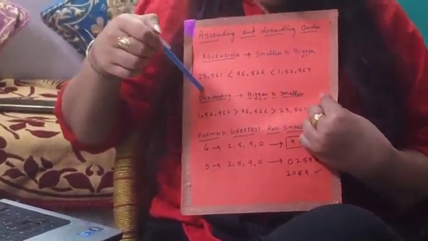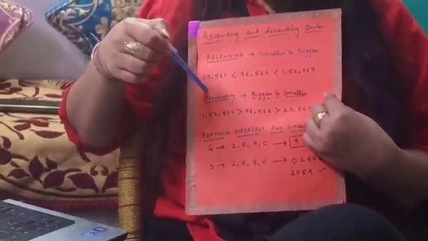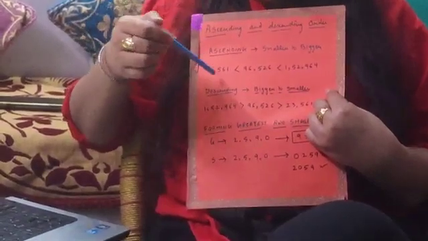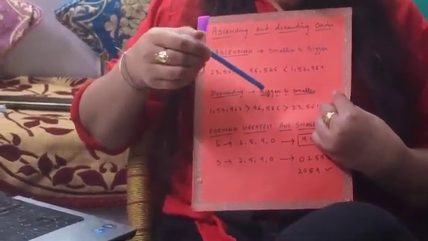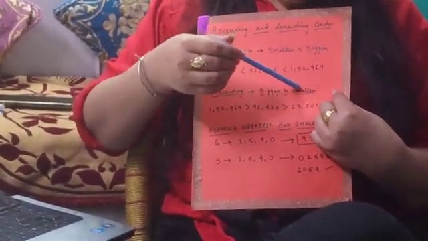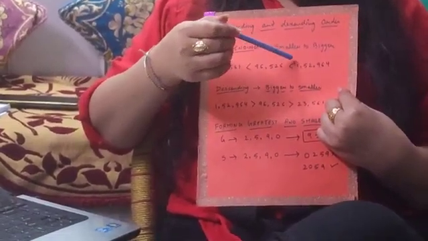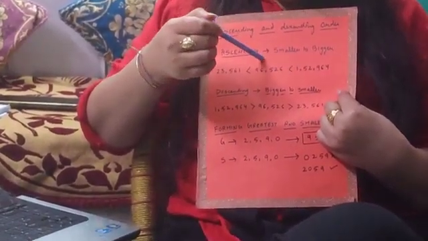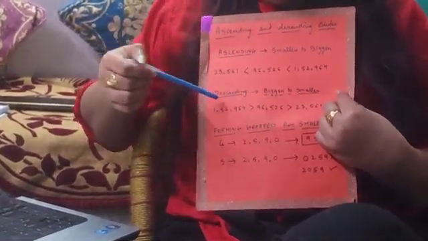Similarly, descending order, the concept of descending order is opposite to that of ascending order. In descending order, we just arrange the number from bigger to smaller. Yes, as already we have arranged the number in ascending order, now we will do opposite of it.